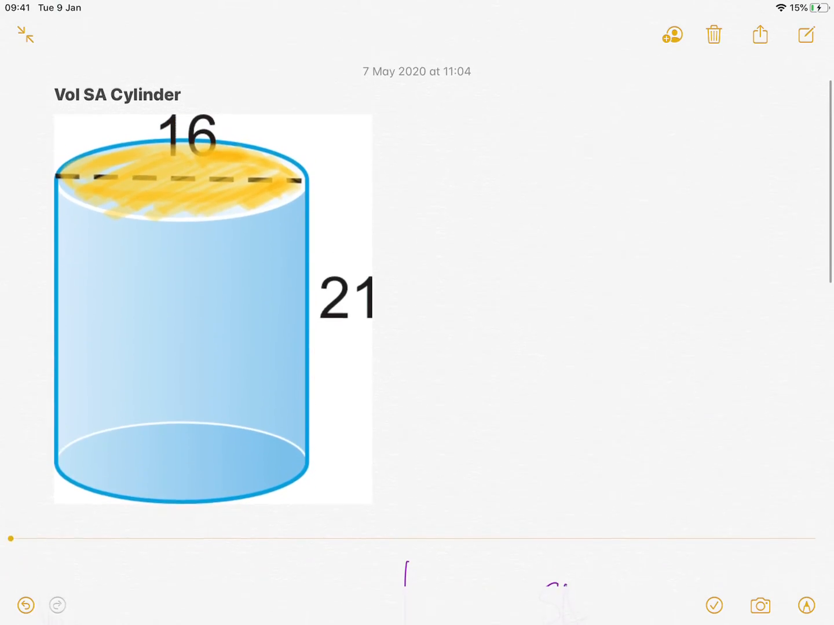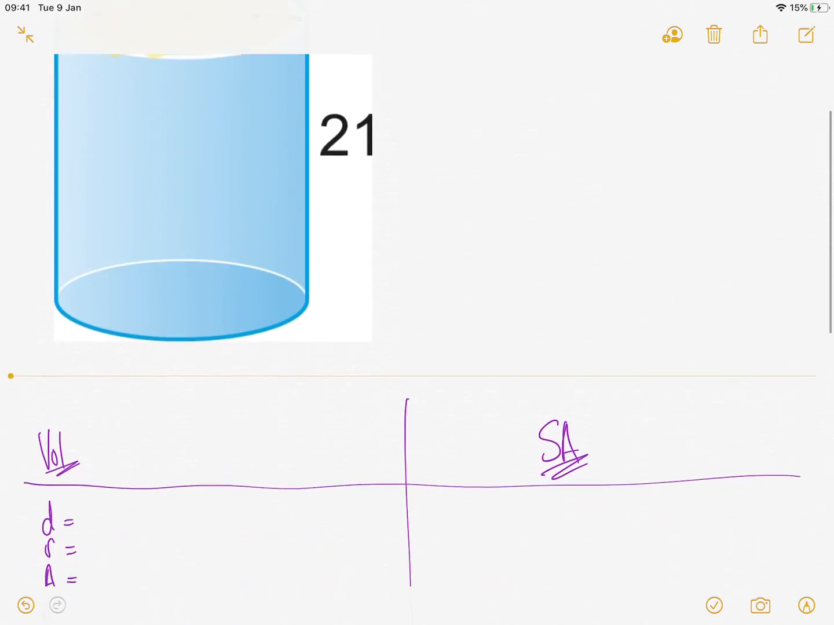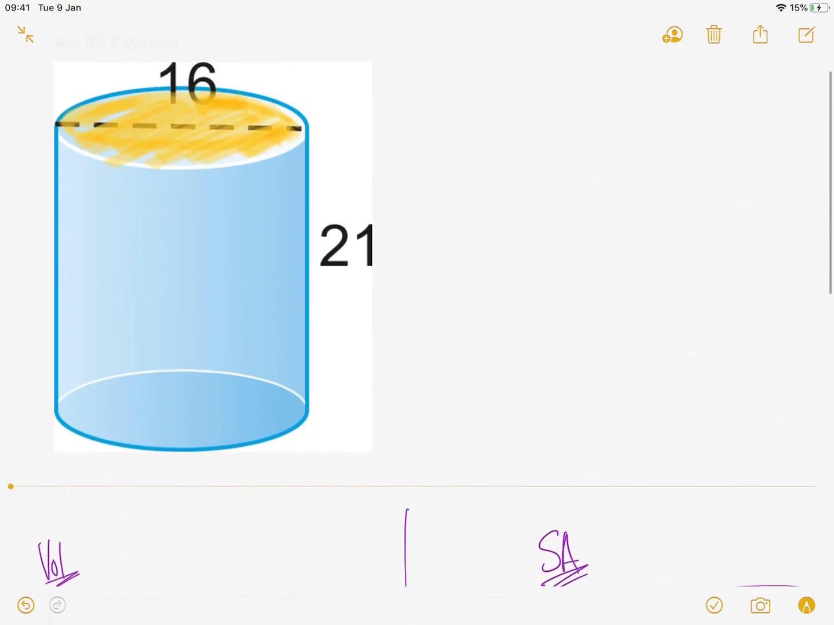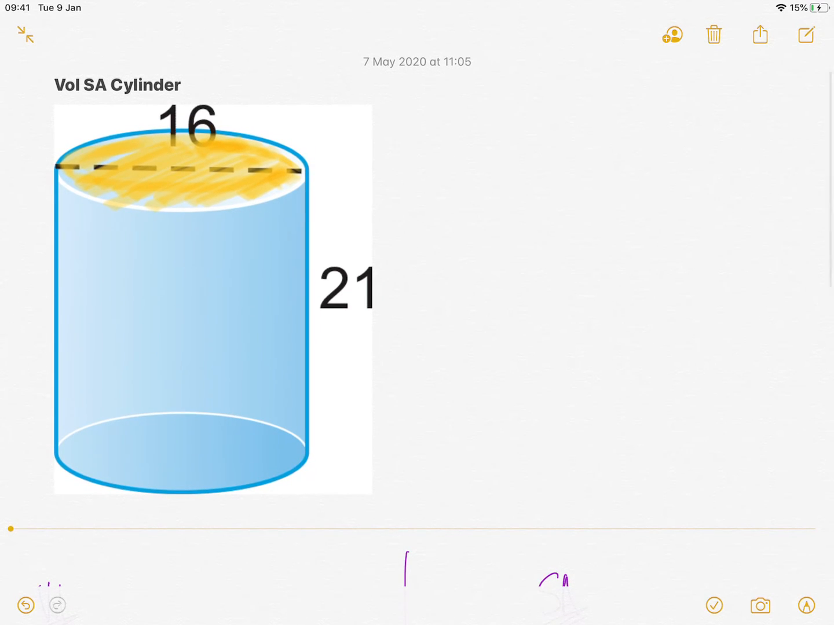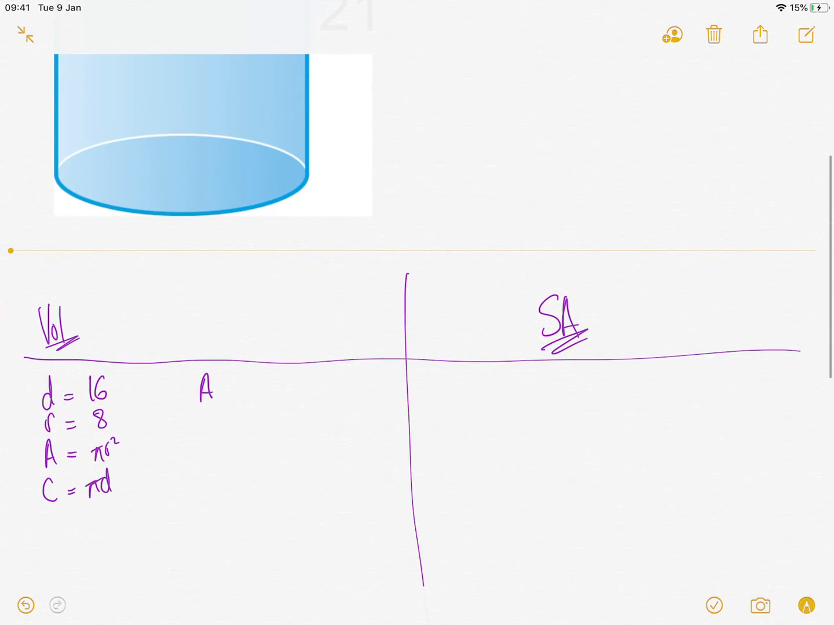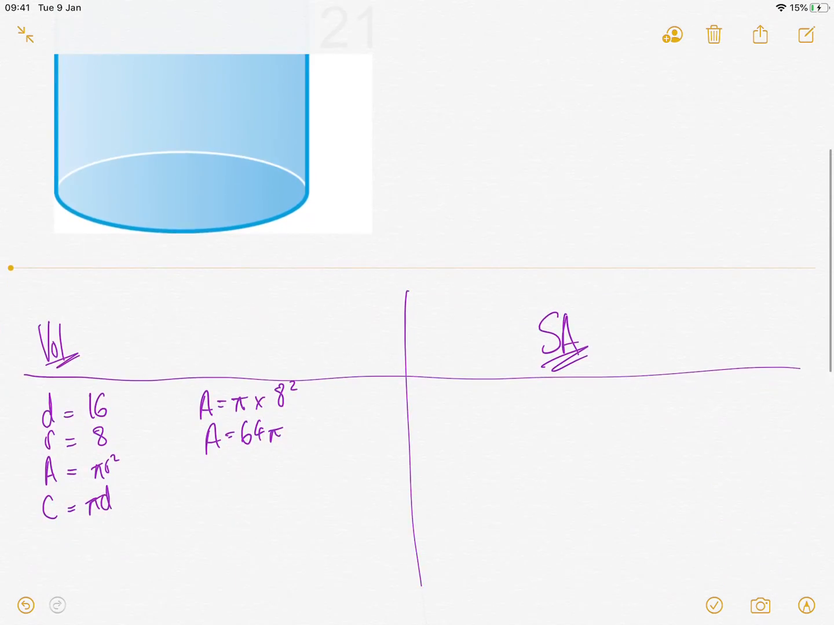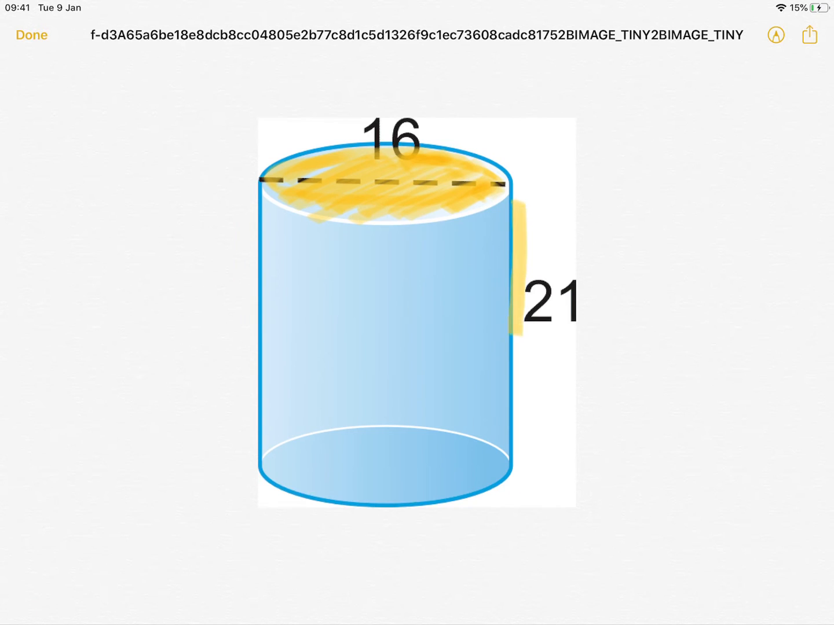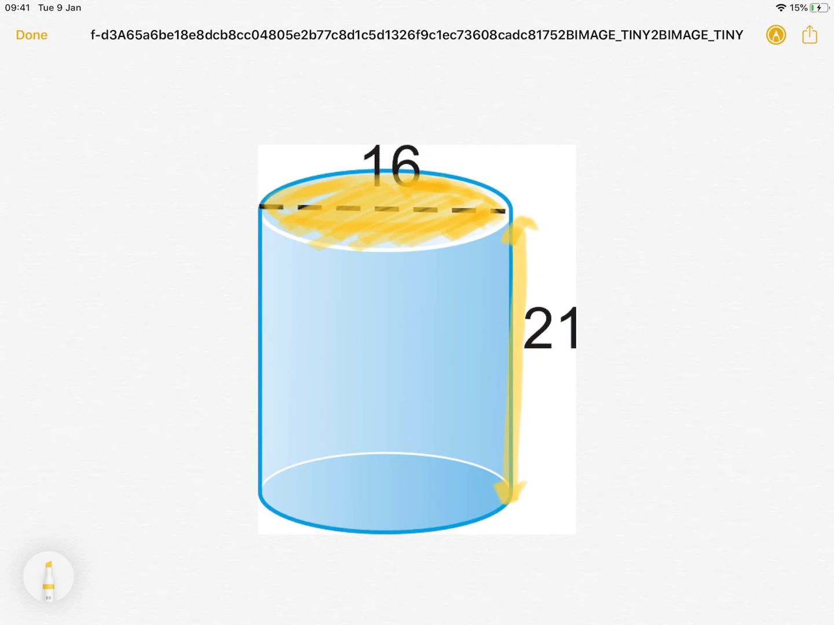Right, so diameter, I know that goes through the centre from side to side. My diameter is 16, so my radius is half that, which must be 8. Area is pi r squared. Circumference is pi d. I need the area of the circle. So area equals pi times 8 squared. 8 squared is 64, so I know the area is 64 pi. Now I need to do that area times this length here.